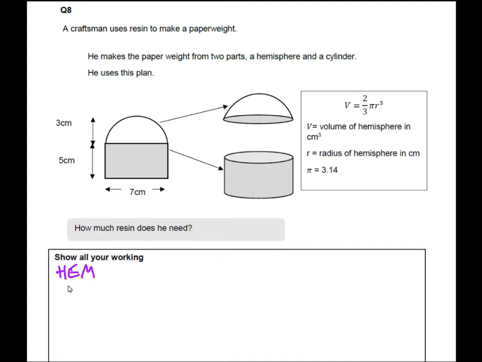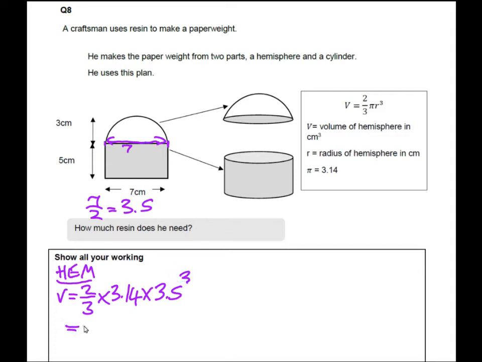So let's do the hemisphere first. So the volume of our hemisphere is 2/3 times pi, which we'll use 3.14, times the radius cubed. Now, since the hemisphere joins our cylinder, that's 7 centimeters as a diameter. So 7 divided by 2 gives us 3.5 centimeters as the radius for our hemisphere. So 3.5 cubed. So let's put that into our calculator.